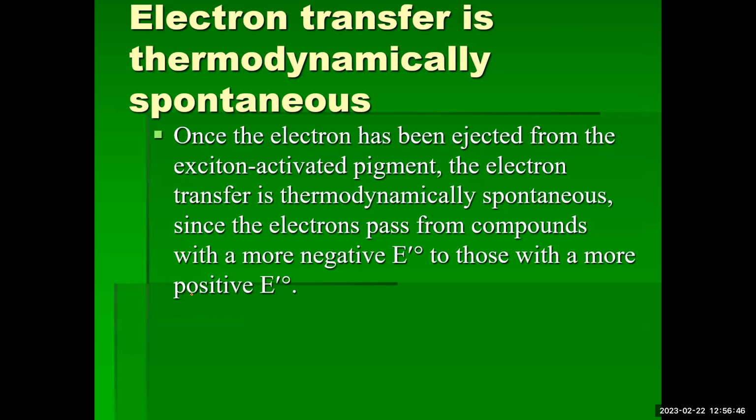So once the electrons have been liberated from the reaction center pigment, they transfer through the electron transport chain, because that electron transport chain is right there, right next to the pigment. This is thermodynamically spontaneous because you go from a relatively positive delta E electron carrier to a relatively more negative one. That means transferring the electrons down the electron transport chain is thermodynamically spontaneous.